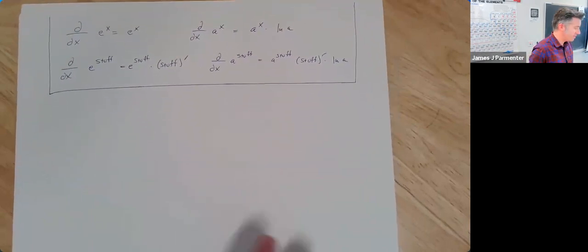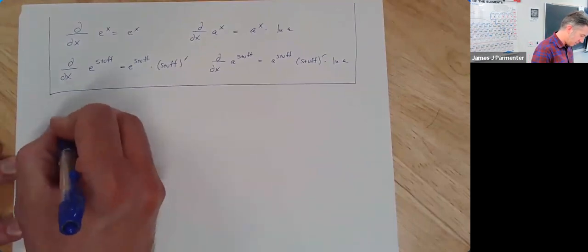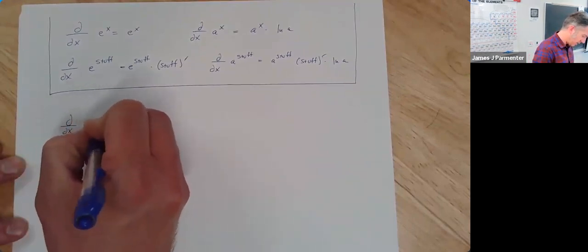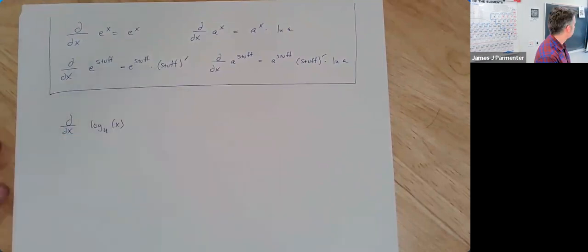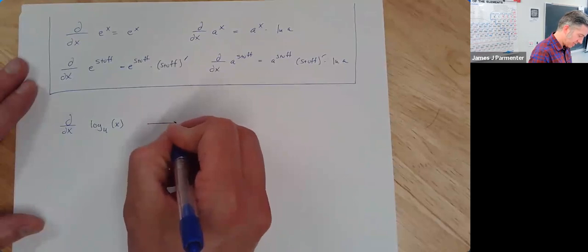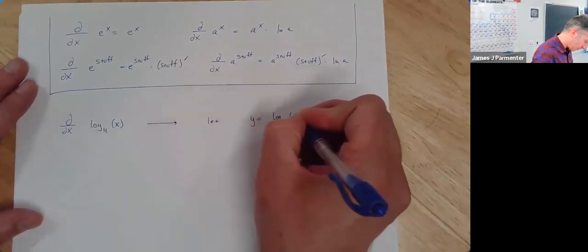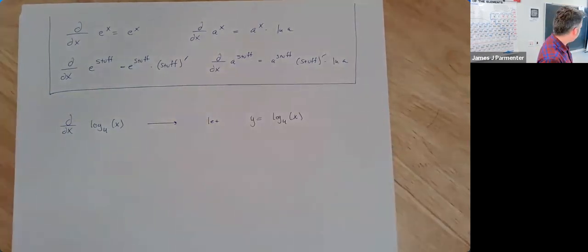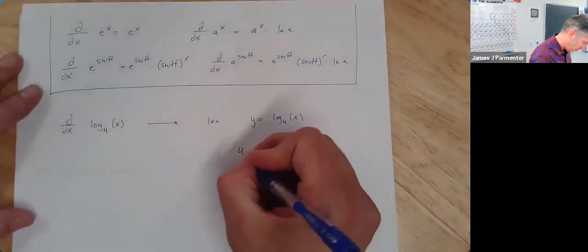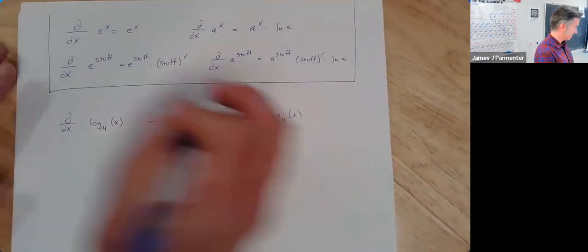There's also some stuff that happens if your logarithmic base is different. So for example, what if I wanted to find the derivative of log base 4 of x? Well, we can kind of use the same idea. Check this out. Let's let y equal log base 4 of x. And then I'm going to rewrite this as an exponential equation. My base is 4. My power is y. It's equal to x.